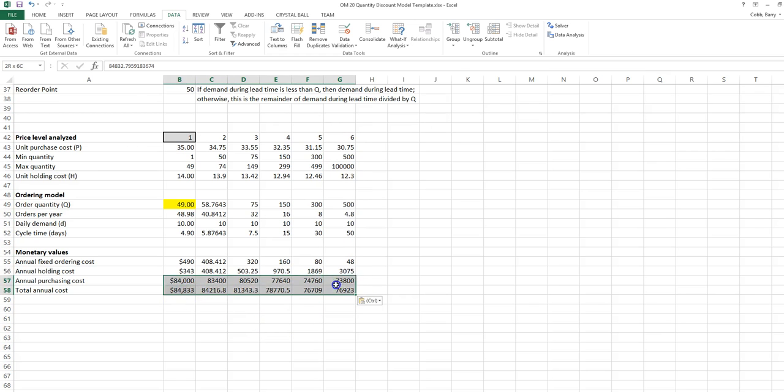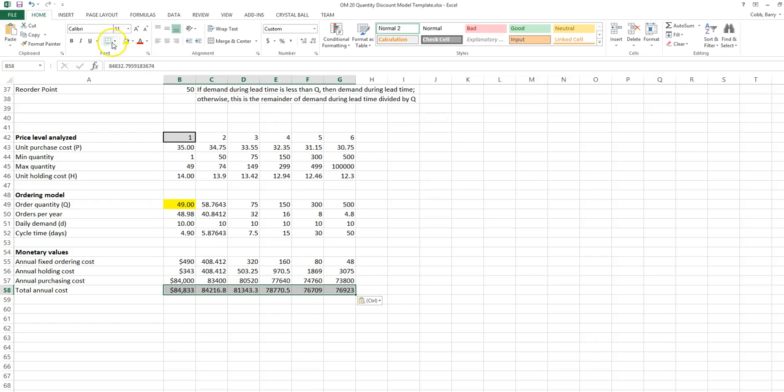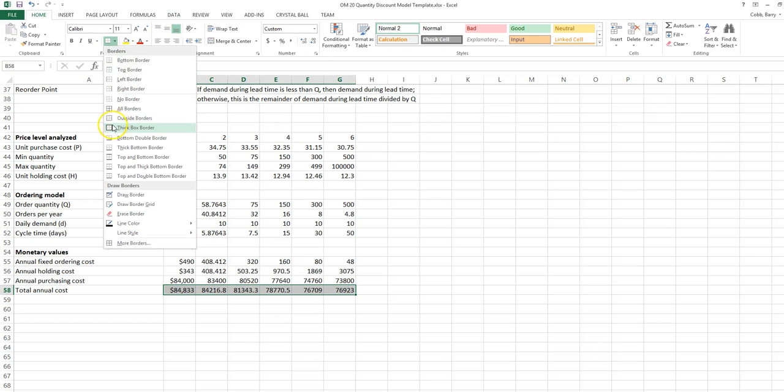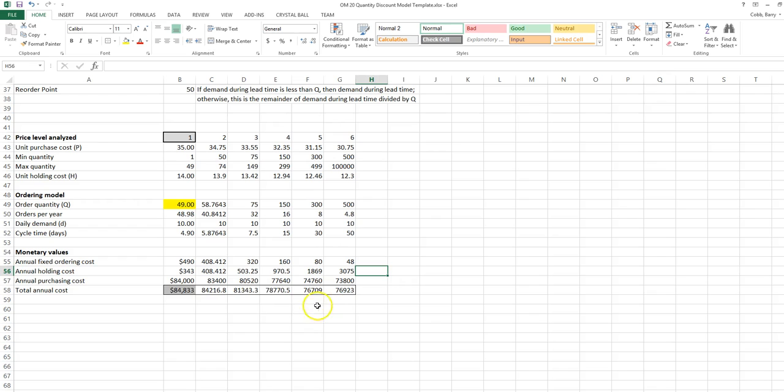What we need to compare to make the best decision is the bottom line. We want to have the lowest total annual cost. The lowest total annual cost occurs at price level 5, $76,709. This means we want to purchase 300 units at a time. So overall, when we consider all of the price levels, our best order quantity is 300.